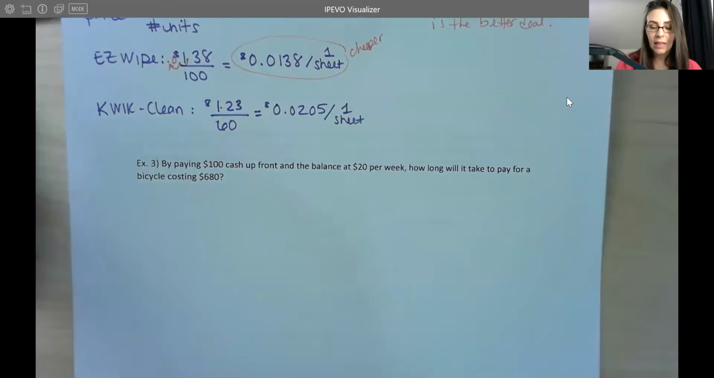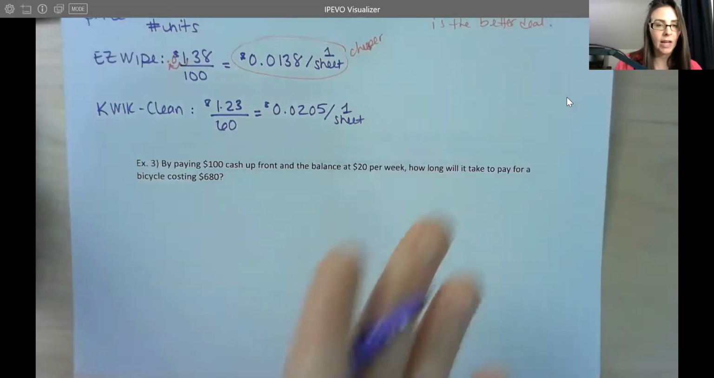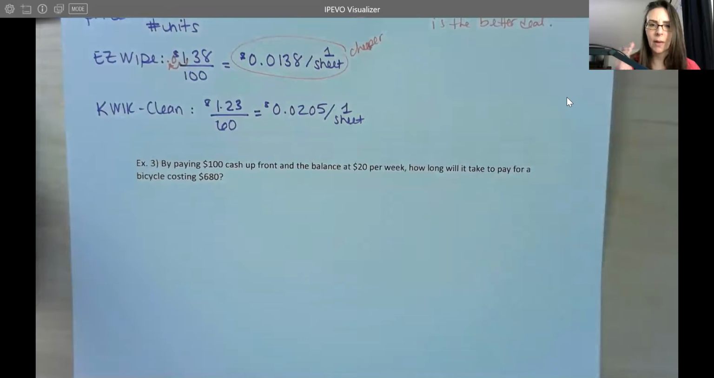So again, there are different ways that you can do this. One way is with a table, to look at $20 per week and see what happens there. Another way is to think about it a bit more algebraically. If you're good with algebra, you may think about an equation or something like that. Whatever works for you.